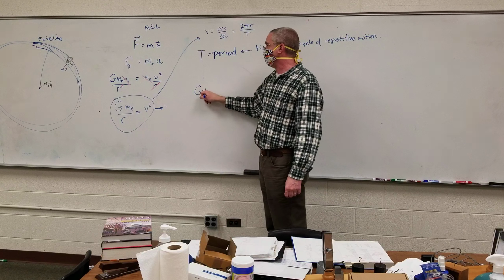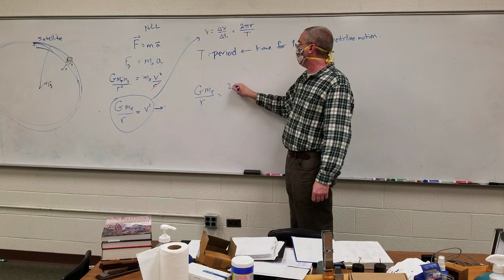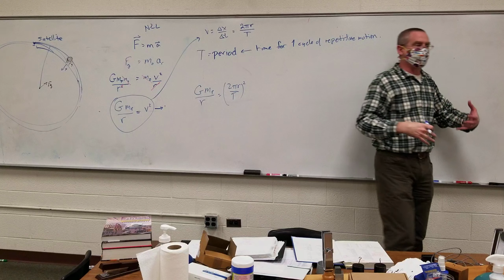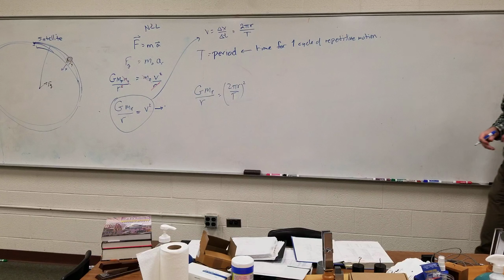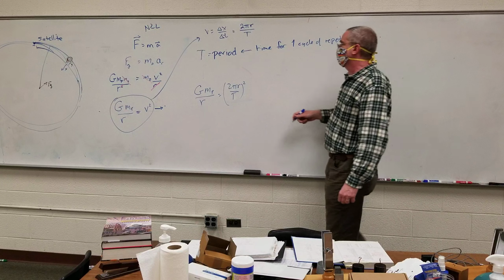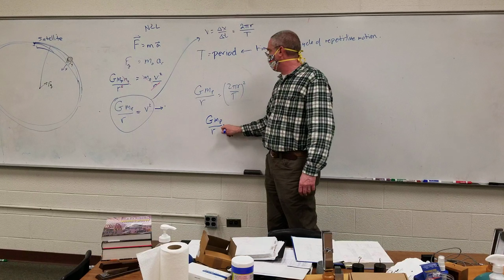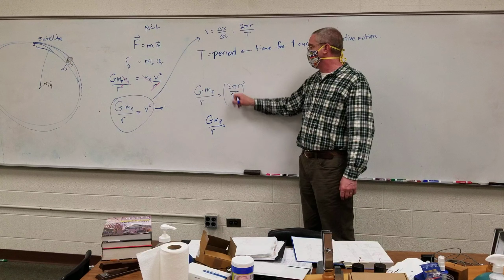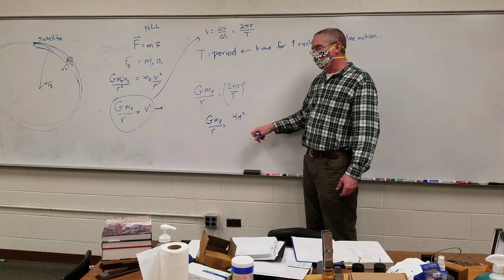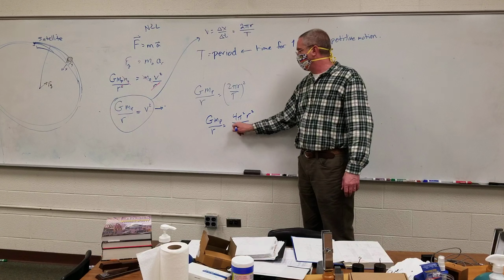So I got G times the mass of the planet over the radius of the orbit is equal to 2 pi r over T, squared. And again, I recognize it's a lot of letters being thrown in here. I am heading someplace. I want you to see that it comes from somewhere. So we get G, mass of planet, over r is equal to, well, I'm squaring all of this, so 2 squared is 4, pi squared is pi squared. It's somewhere around 10, I don't need to know the exact number right now. r squared over T squared.